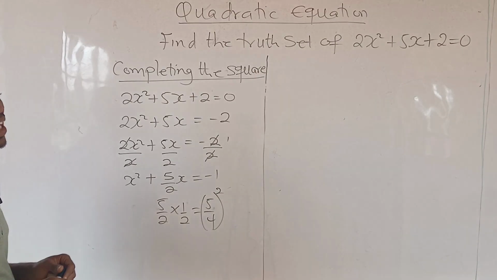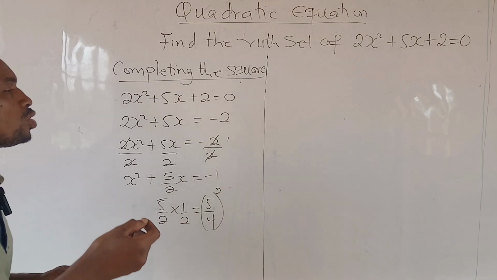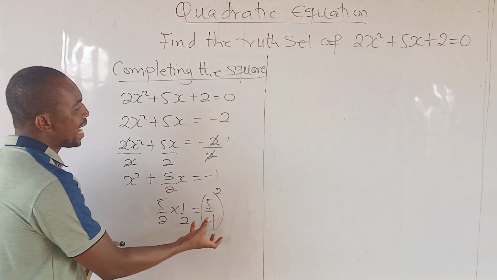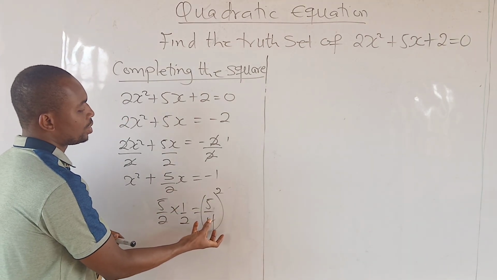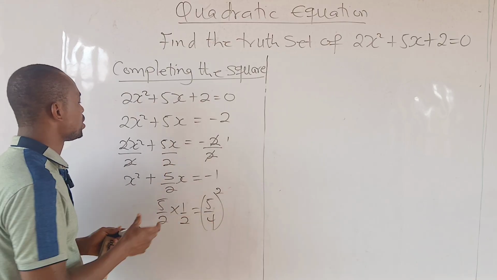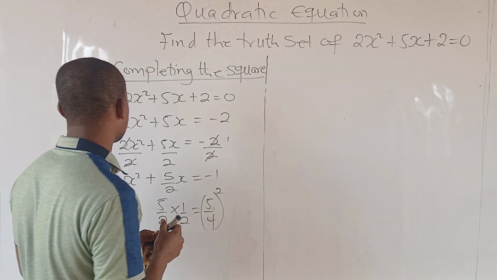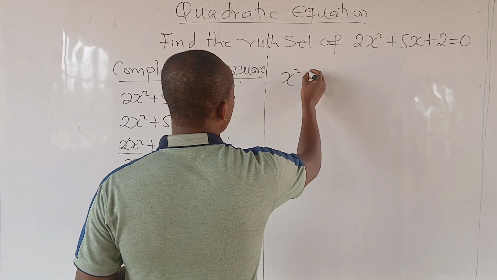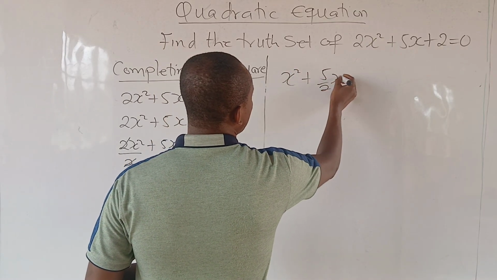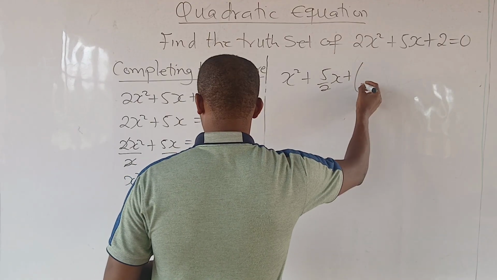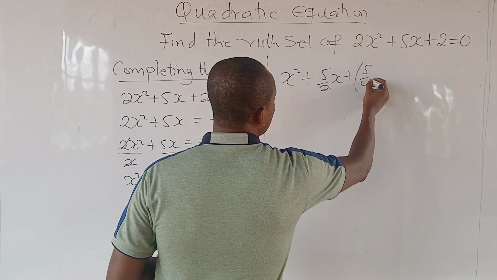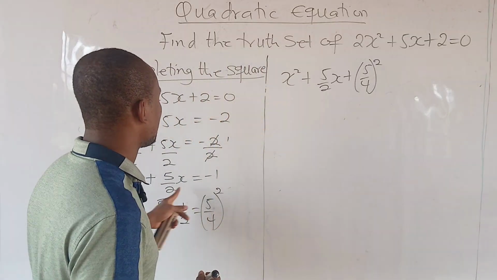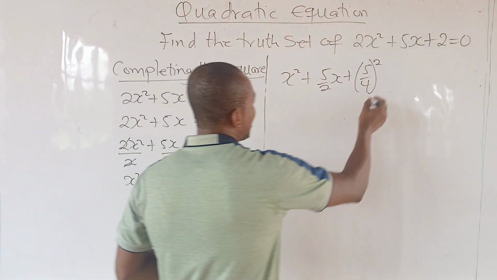So after squaring the final answer, the next thing that you are going to do is add the squared term back to this equation. That is x squared plus... so you add it to the left hand side here, then also add it to the right hand side.